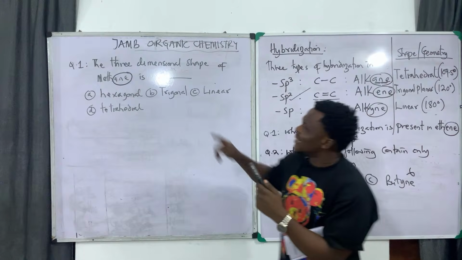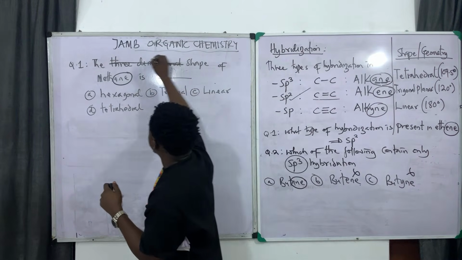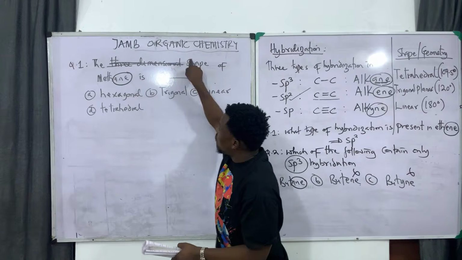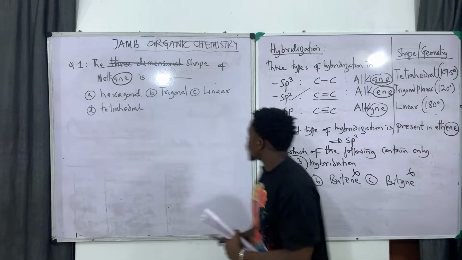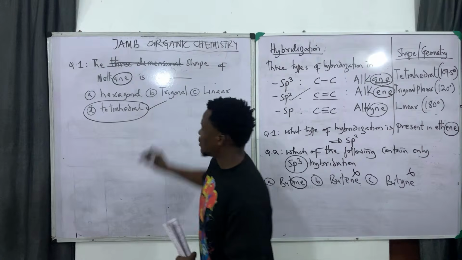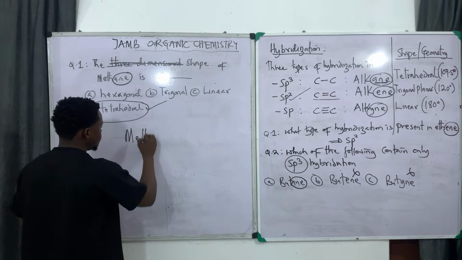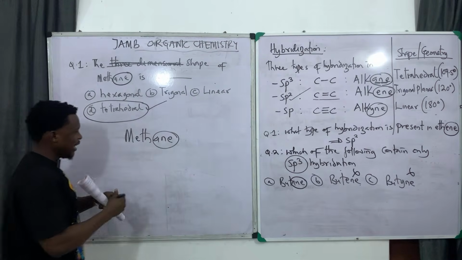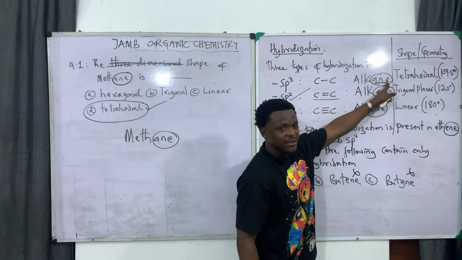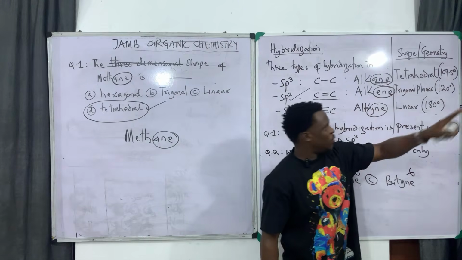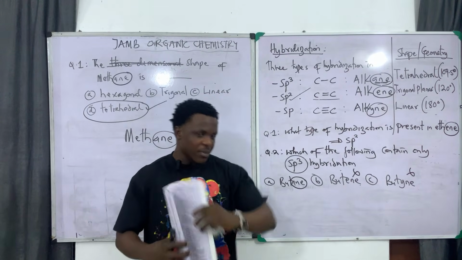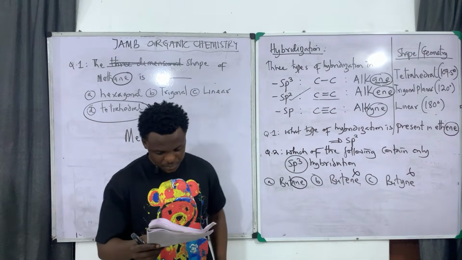Now they said the three-dimensional shape, just forget about this. That three-dimensional is a waste of your time. Go straight to the point. The shape of methane is dash. What is methane? Methane is ane. And what is the answer to that? Tetrahedral, because methane contains ane. So the answer is tetrahedral, which is any compound that ends with ane. And what is the bond angle? 109.5. I believe you can see how in less than 15 minutes we are about to cover hybridization.